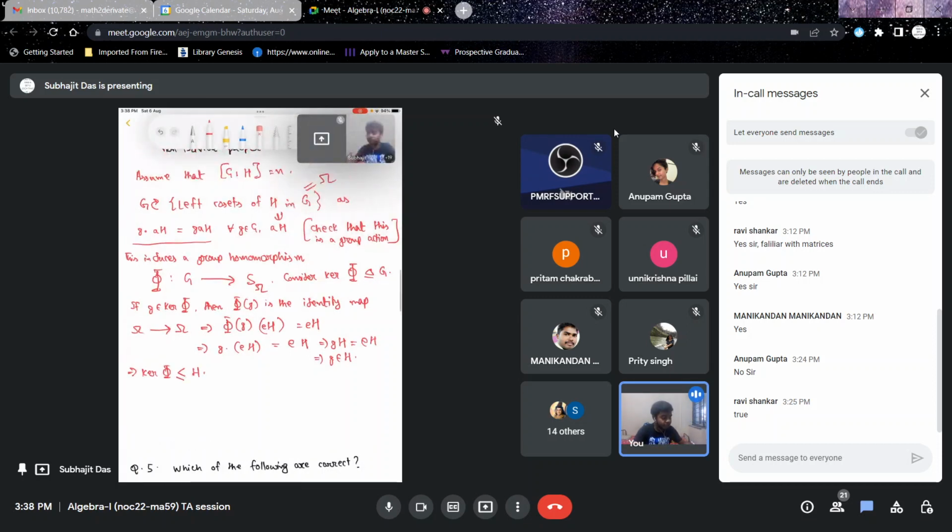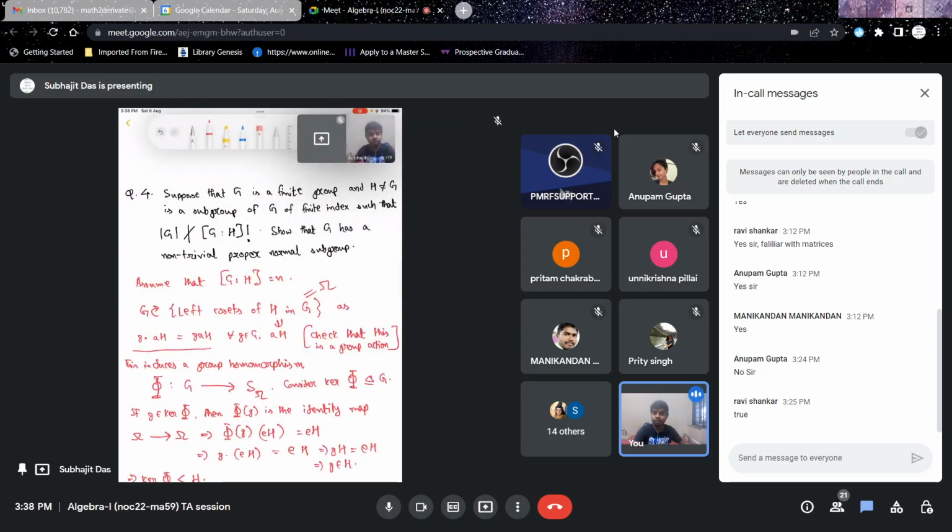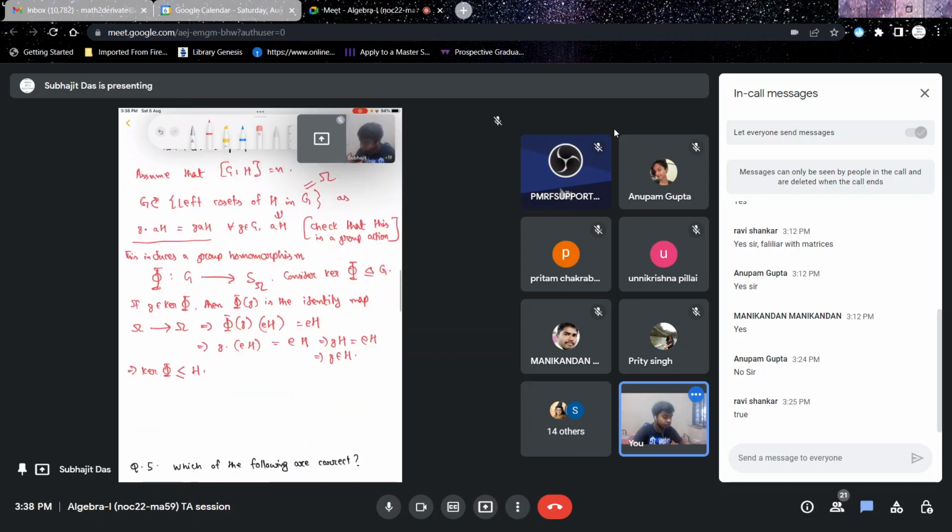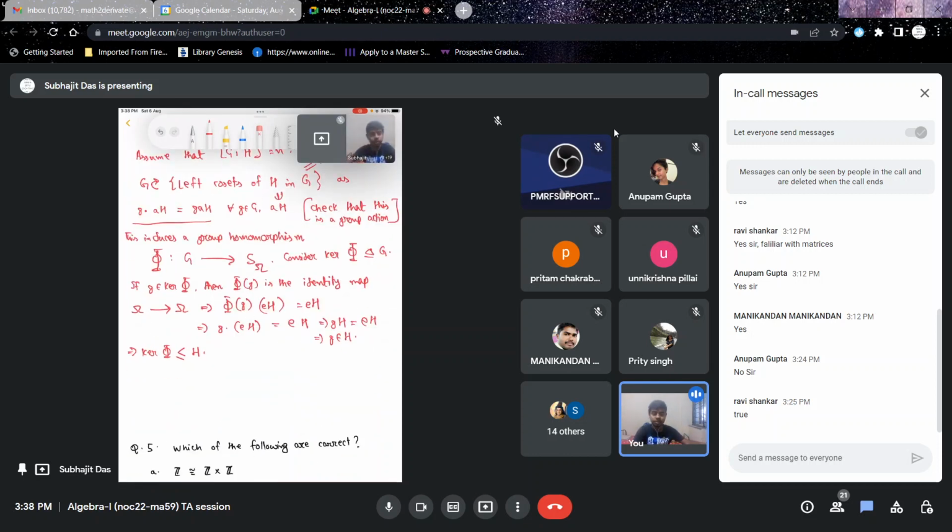Now recall what H was initially. H was taken to be a proper subgroup of G. And if the kernel of phi is contained in H, then the kernel of phi is also a proper subgroup. So we have at least found a normal subgroup which is proper.